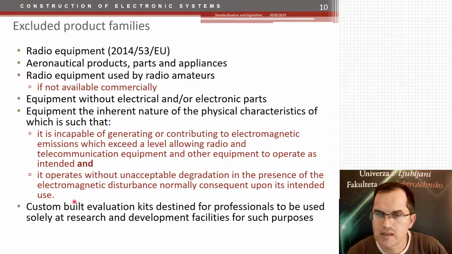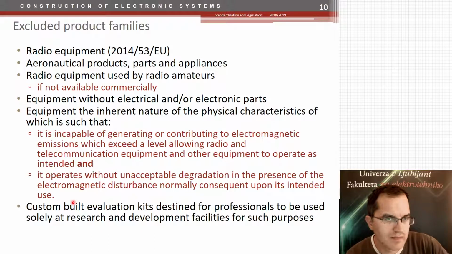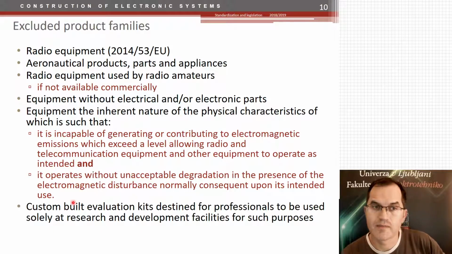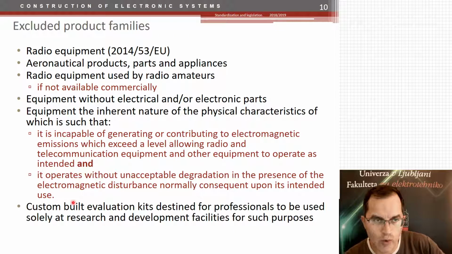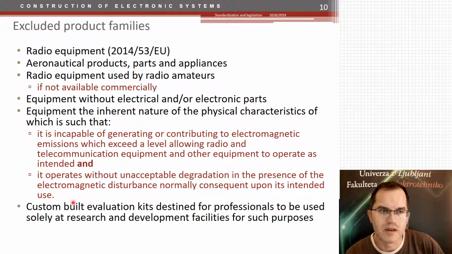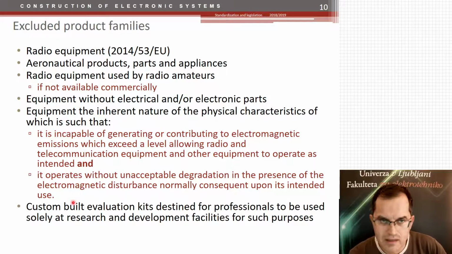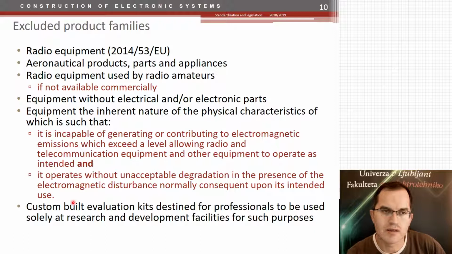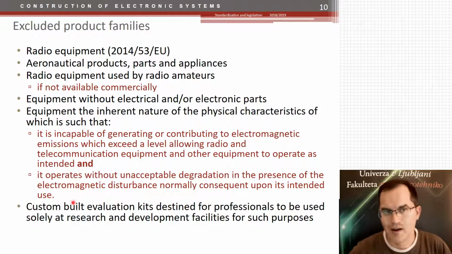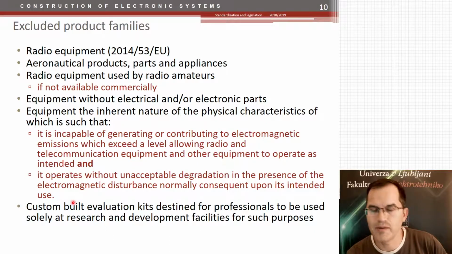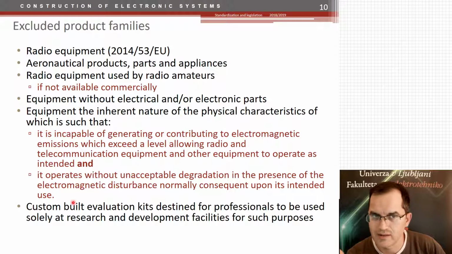The last one is custom built evaluation kits. If you make some special electronics for evaluation purposes for some institutes or research facilities, this is excluded from the EMC because that's the frontier of the research, and maybe you would be very limited if you had to make such equipment in a way to be compliant, right?